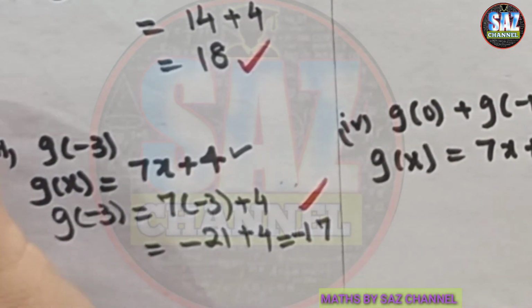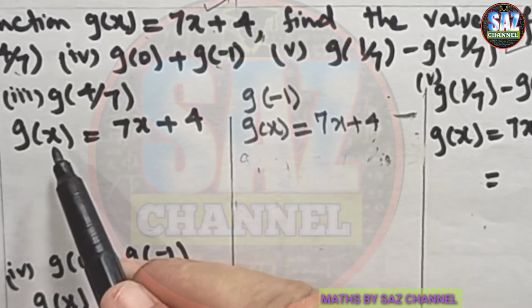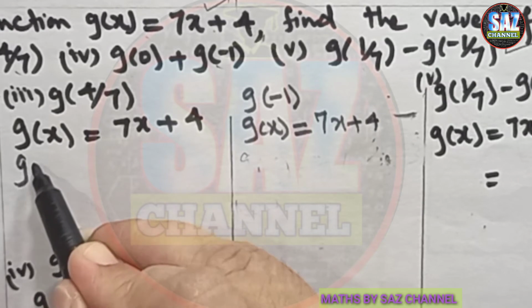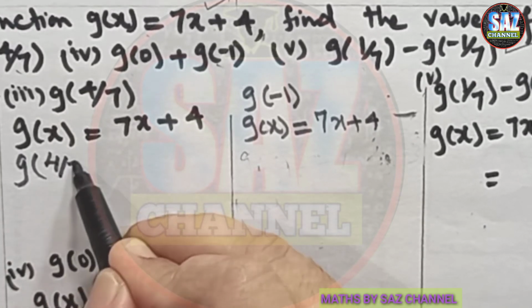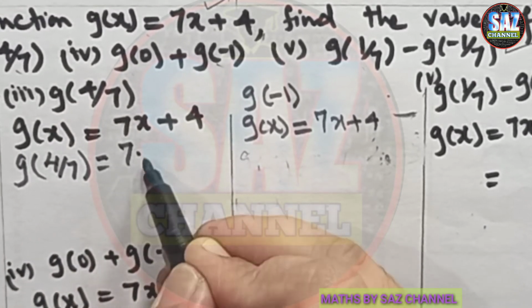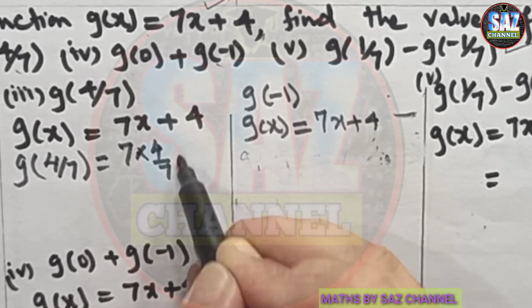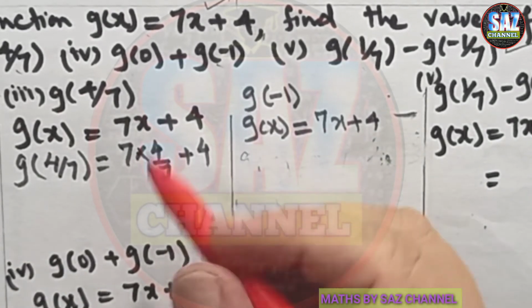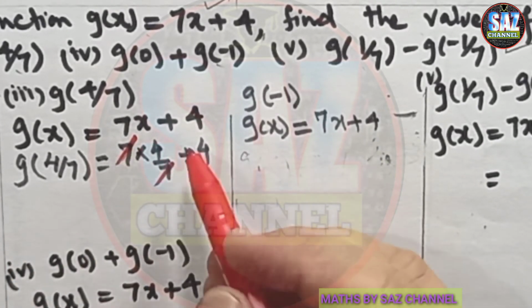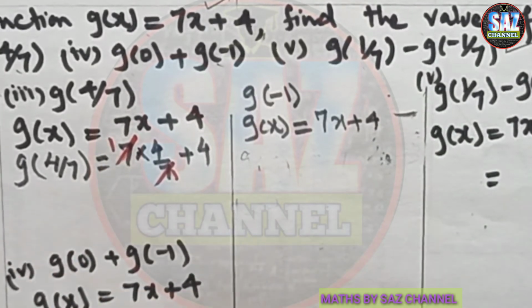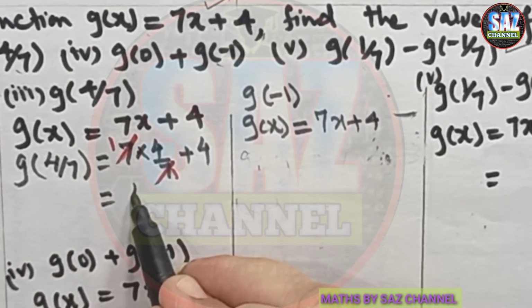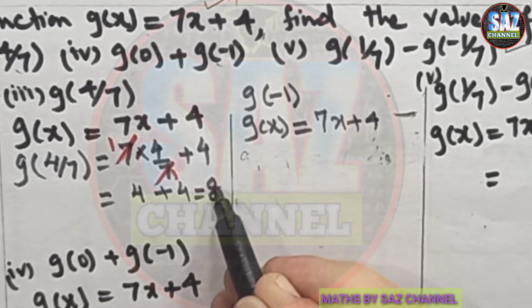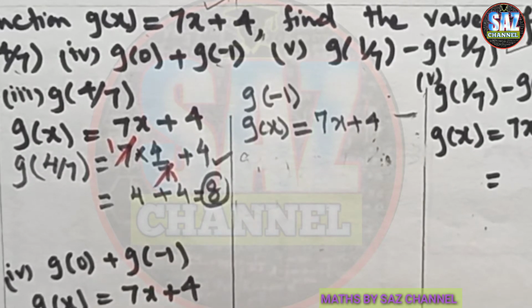I hope you are clear about these two parts. Let's move to the third part of the question, which is g of 4 by 7. Instead of the variable, we replace 4 by 7. So 7 into 4 by 7 plus 4. This 7 can cancel with 7. Try to make your calculation easy. I am left with 1 times 4, which is 4, plus 4, which is equal to 8. I hope you are clear about this question.